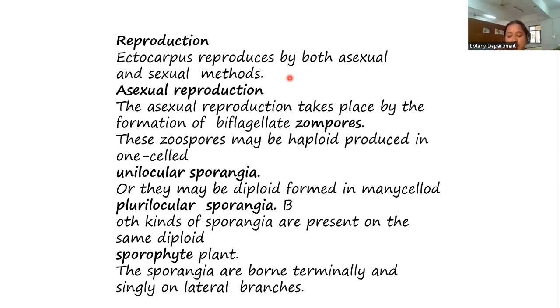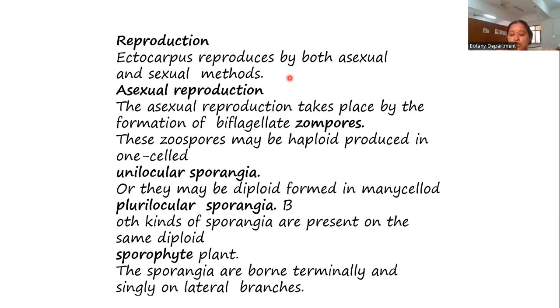Asexual reproduction takes place by zoosporangia, which are of two types. One is the unilocular sporangia, the second is the multilocular or plurilocular sporangia. Listen carefully: unilocular sporangia are formed on diploid plants. The terminal cell of the bractlet increases in size to take on a globose or ellipsoidal form.